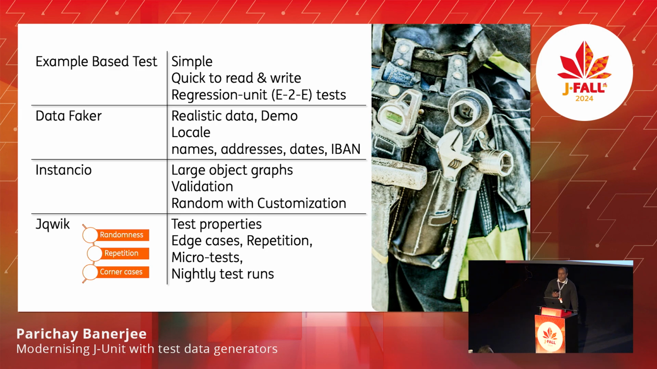DataFaker gives realistic, fake data. If you want to create a demo application, super. Locale specific. Instancio, as I said, is for large, complex objects. And Jqwik is something that gives you the randomness, repetition, and corner cases.